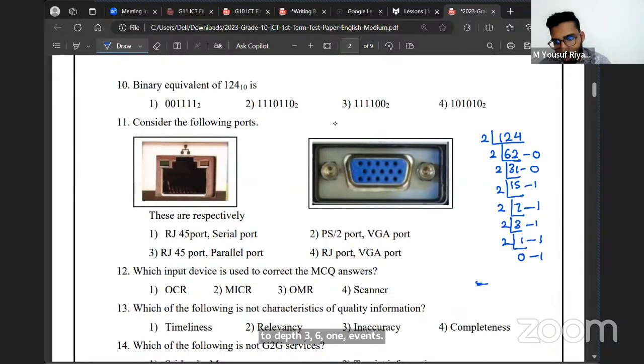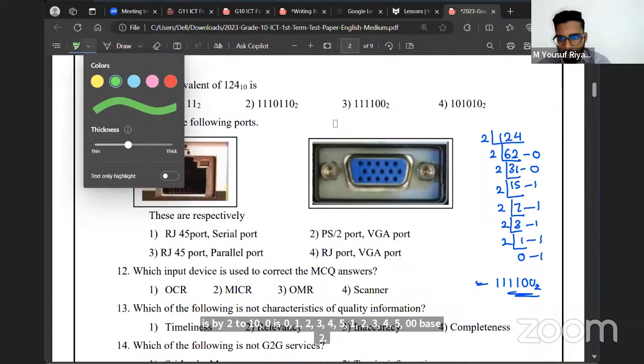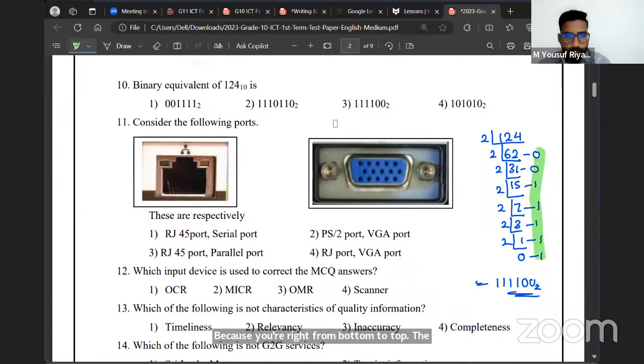So the answer is going to be 1, 2, 3, 4, 5 ones, then double 0 base 2, because you write the remainders from bottom to top. So it's basically 5 ones and then 2 zeros. They are not given the correct answer here.